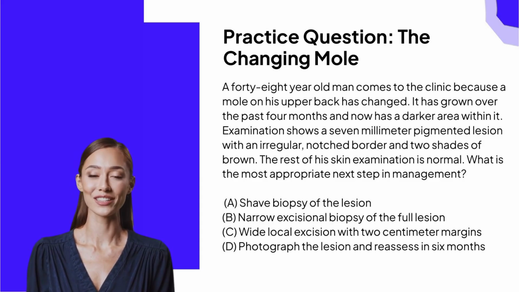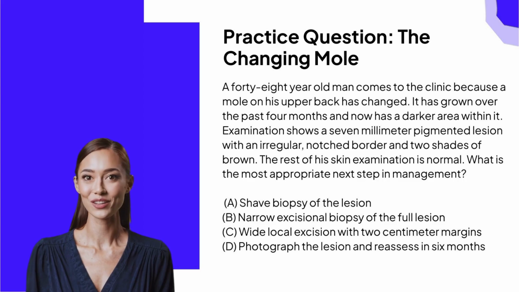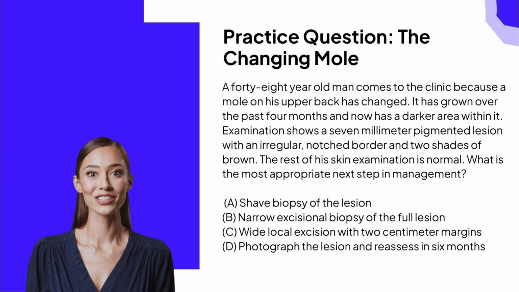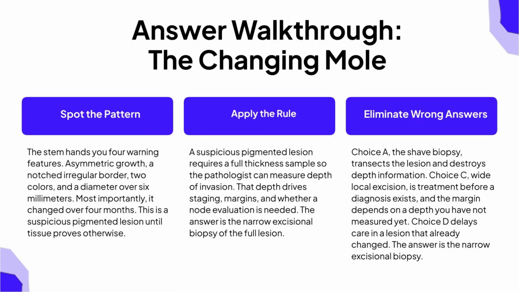The question asks for the next step, so the exam wants an action now and the diagnostic action before the therapeutic one. It grew. It darkened. The border is notched. 2 colors. 7 mm. Think about which choice preserves the information you need. First, spot the pattern. Asymmetric growth, a notched border, 2 shades of brown, and 7 mm above the threshold. And the loudest clue, it changed over 4 months, 4 of 5 warning features with evolution front and center. This is suspicious until tissue says otherwise.